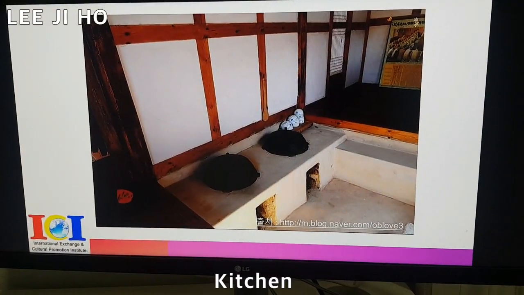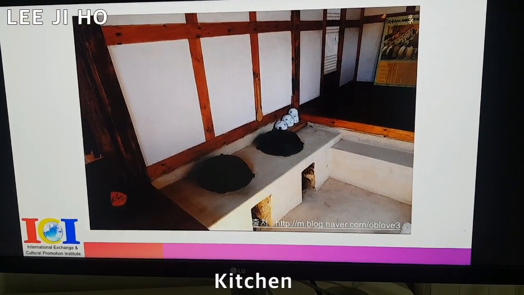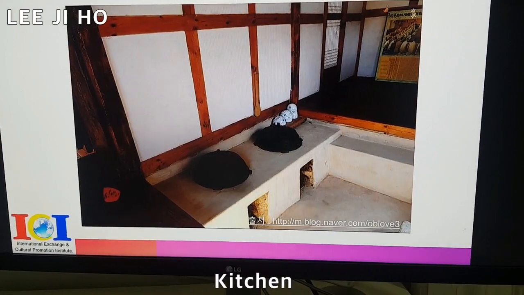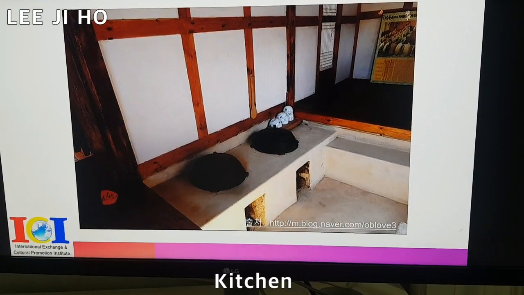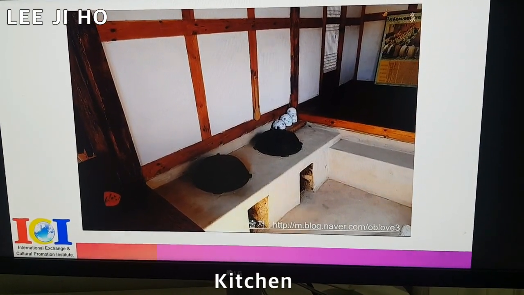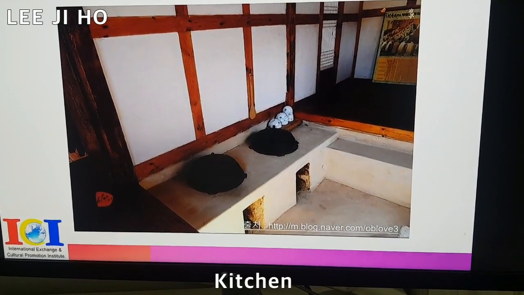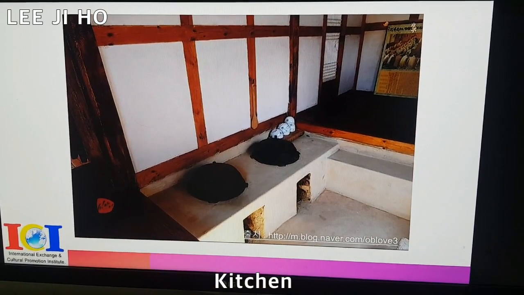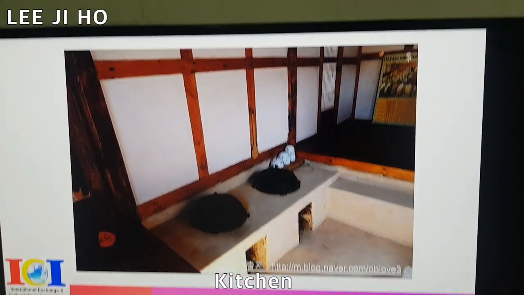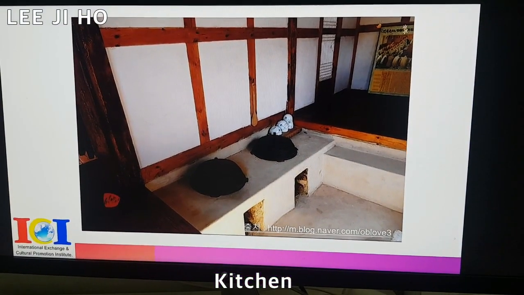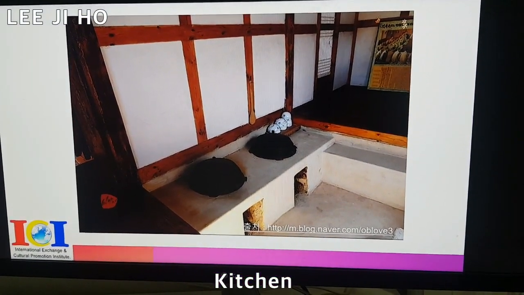Now we have arrived at the kitchen. As you can see, there are two large flat pots, and underneath those pots, two square-shaped holes can be seen. Fires are made in these holes for cooking, but they have another very important purpose, which is the heating system. The hot smoke from these fires circulates around the entire building and gets out through the chimney, which is placed at the back of the house.